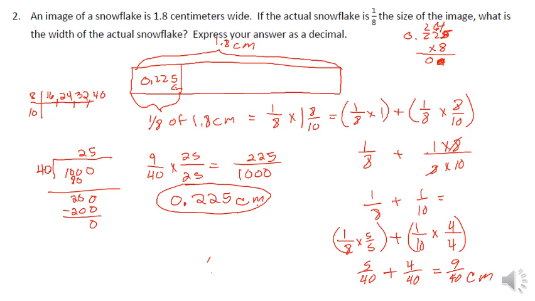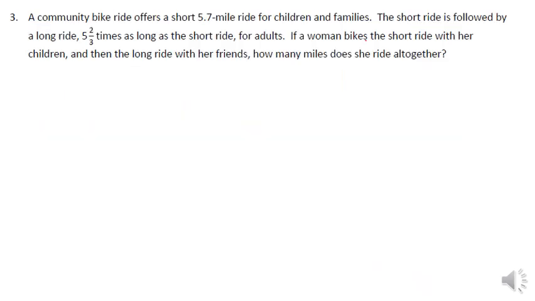8 times 2 is 16, and 4 is 20. 8 times 2 is 16, and 2 is 18. 8 times 0 is 0 and 1. Now I have to put 3 place values back in my decimal, so I end up with 1.8, which is exactly what we started with.